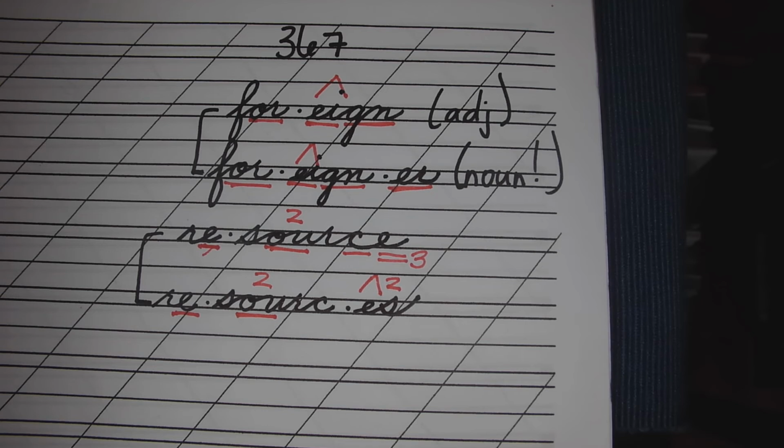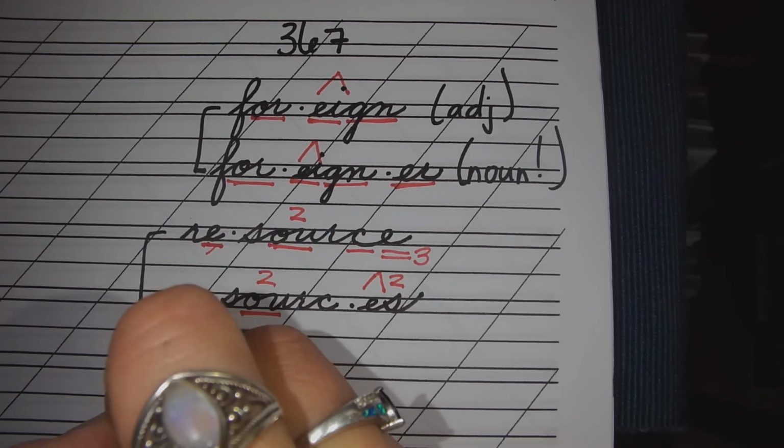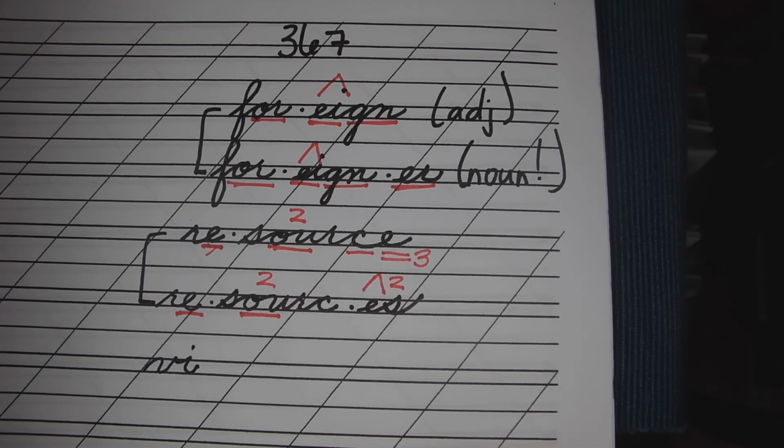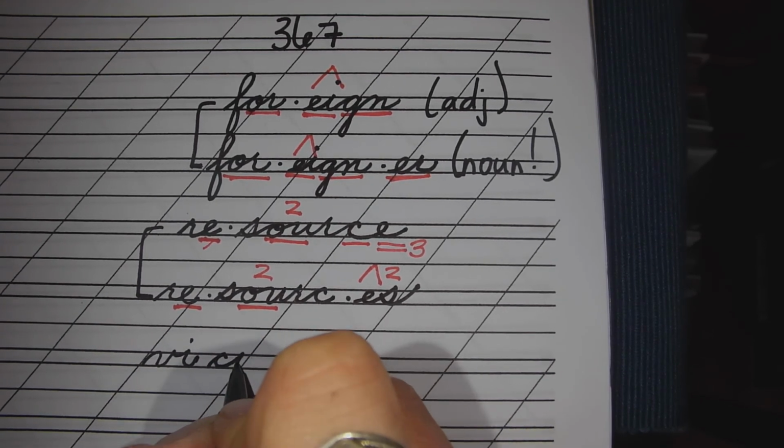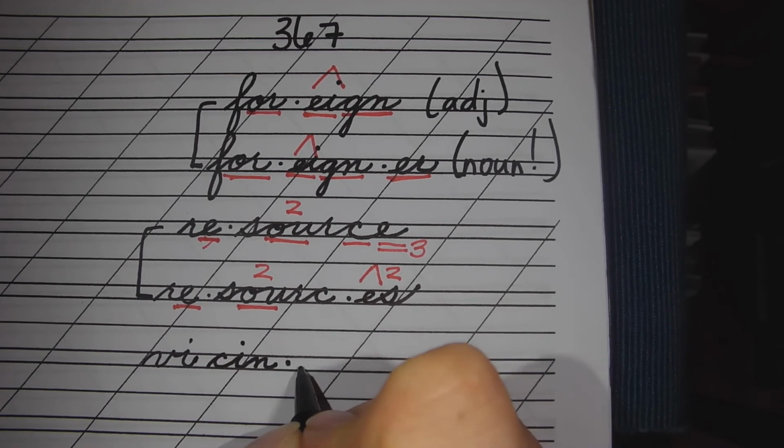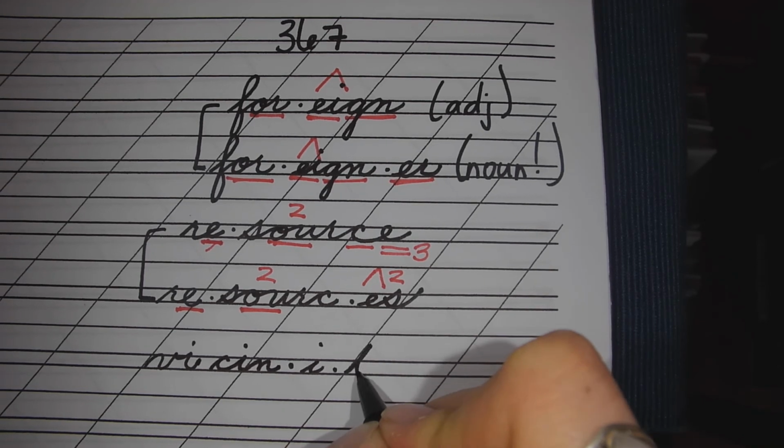Vicinity. It has 4. Vi, v, I, sin, s, but we use k, s, I, n. Next syllable, I. Final syllable, t, e. Vicinity. Vi, v, I, sin, s, I, n, I, t, e.